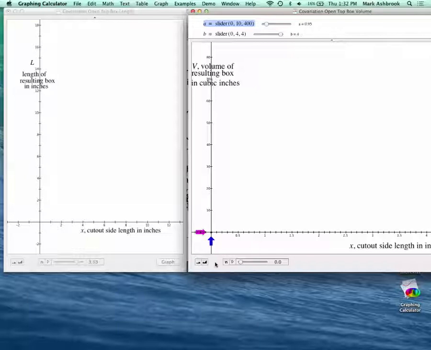Okay, so we had looked at the end of class. We looked at the relationship between, we were talking about the open top box. We had looked at the relationship between the length of the square cutout and the resulting length of the box. And we went through this.